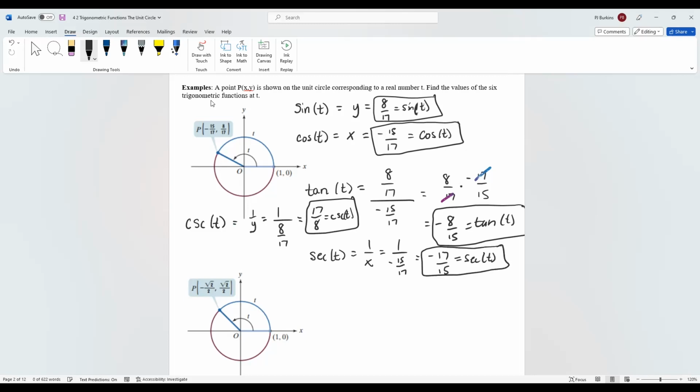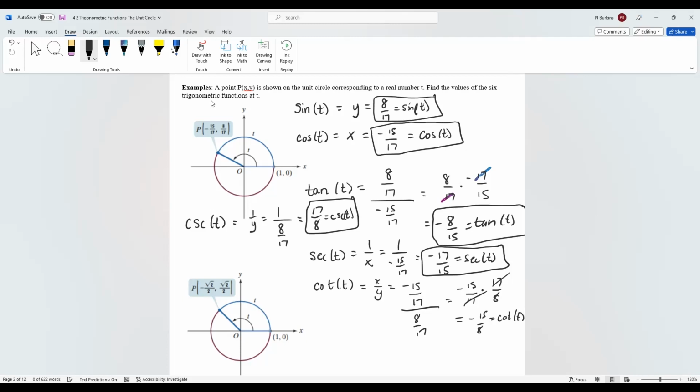Okay. So we've got cosecant, secant. Last one is cotangent. And that's x over y. And we also know that it's 1 over the tan. So it's going to be the reciprocal of this fraction here. But let's just show it. So that'd be -15/17 all divided by 8/17. So it's -15/17 times 17/8. 17s cancel, and I get -15/8.